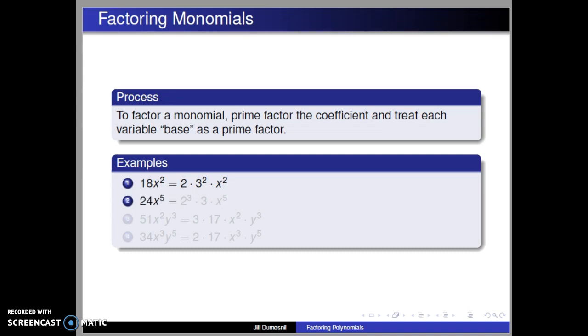To factor 24x to the 5th, we get 2 cubed times 3 times x to the 5th. To factor 51x squared y cubed, we get 3 times 17 times x squared times y cubed. Similarly, to factor 34x cubed y to the 5th, we get 2 times 17 times x cubed times y to the 5th.